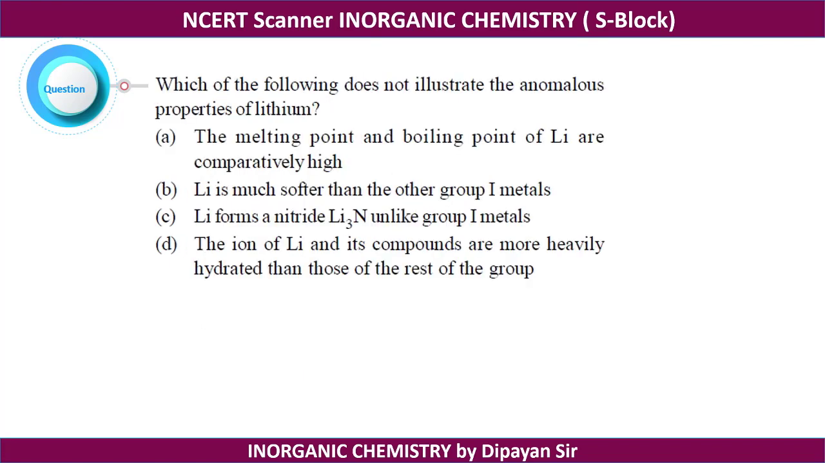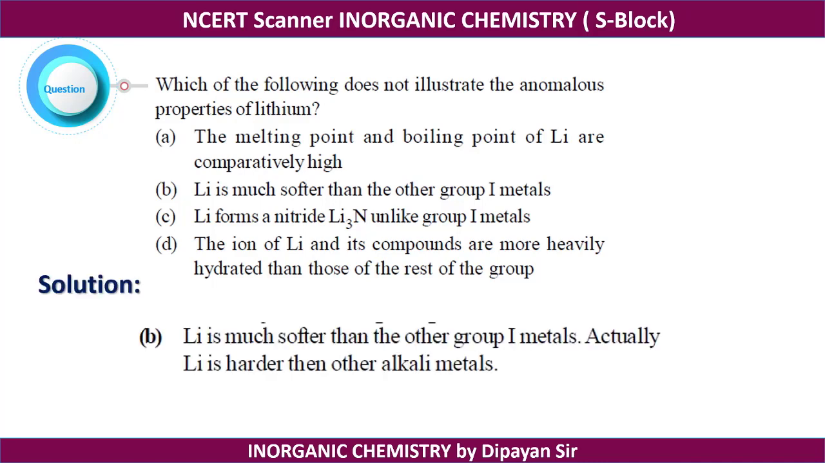In question number 16, which of the following does not illustrate the anomalous properties of lithium? Option A, the melting point and boiling point of lithium are comparatively high. It is correct. Option B, the lithium is much softer than the other group 1 metals. It is wrong, because lithium is much softer than the other metals, but if you compare the group 1 metals, lithium will be the hardest among the group 1 metals. So according to this question, option B will be the correct option, because we have to find what does not illustrate the anomalous properties of lithium.